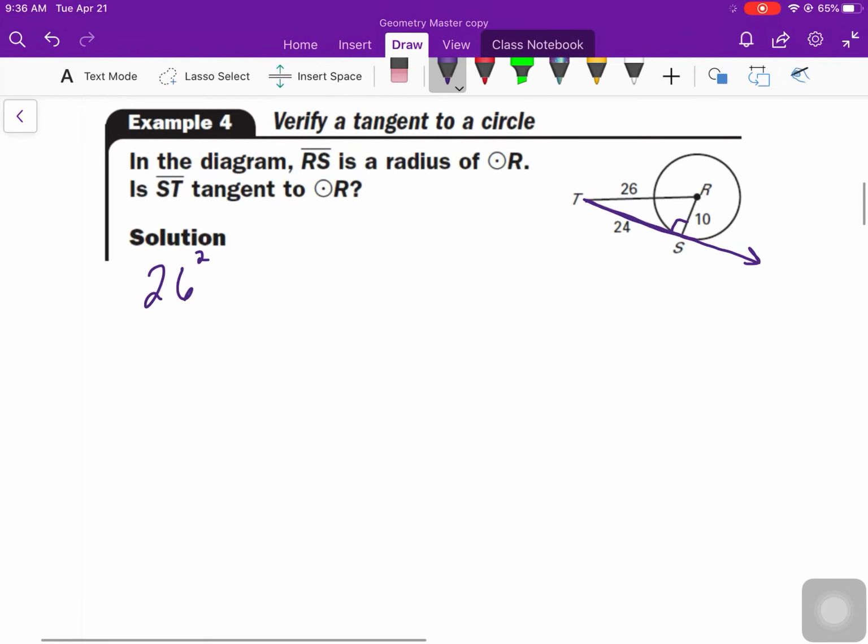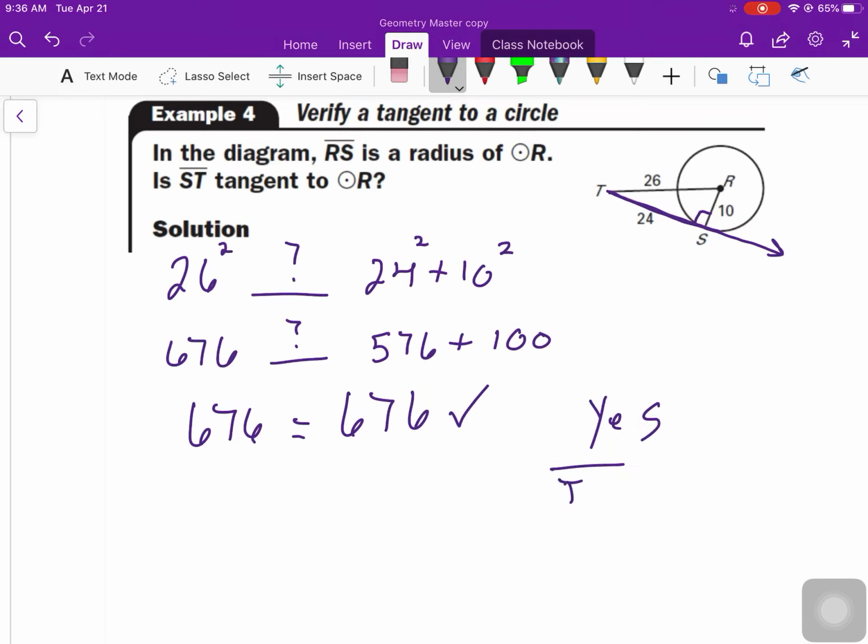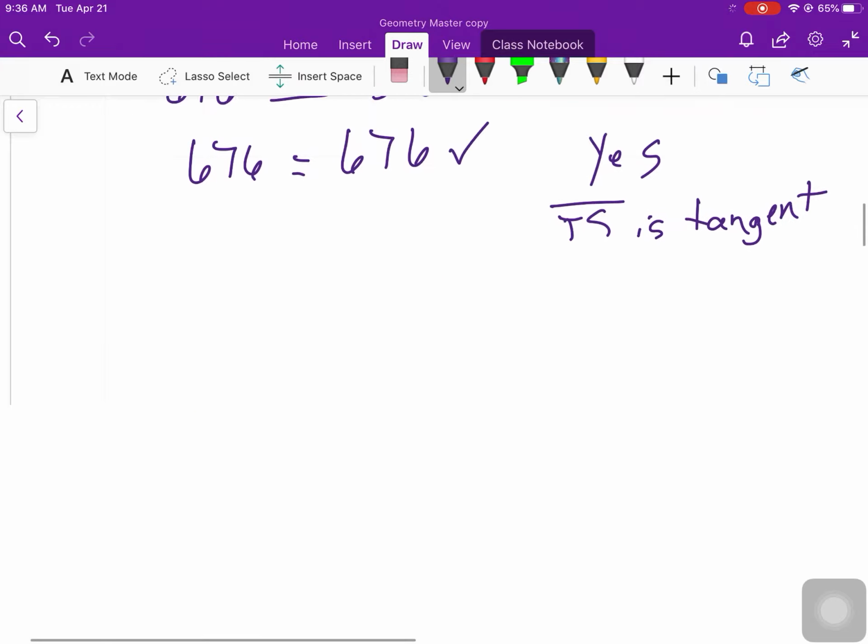So what I'm thinking is 26 squared, how does that compare to 24 squared plus 10 squared? Okay, 26 squared gives me 676, and I'm going to put a question mark here just in case you don't remember. We're trying to see, is it greater than, is it less than, is it equal to? 676 blank 24 squared plus 10 squared, which gives me 576 plus 100. 676 is equal to 676, so this is a check, yes. Segment TS is tangent. That's the converse of the Pythagorean theorem, just to double check that.